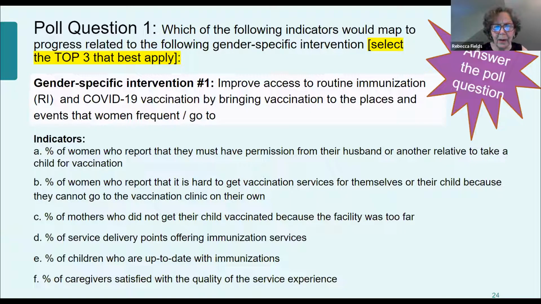Okay, so we see that the two top responses are B and C: the percent of women who report that it's hard to get vaccination because of the distance, and the percent of mothers who felt the facility was too far. And then that's followed by letter A, the percent of women who said they had to get permission from their husband or another relative. Okay, so thanks very much for that.